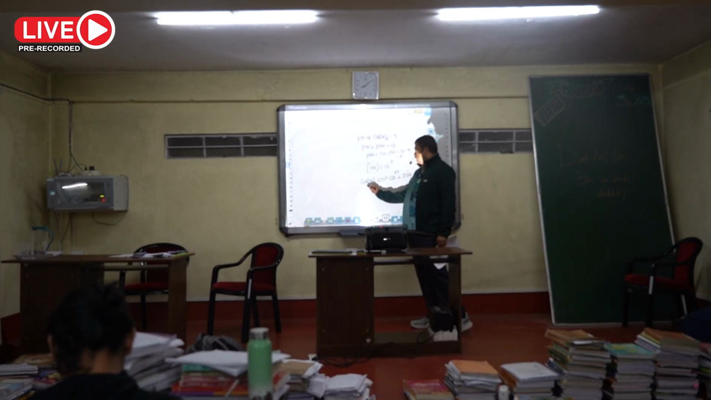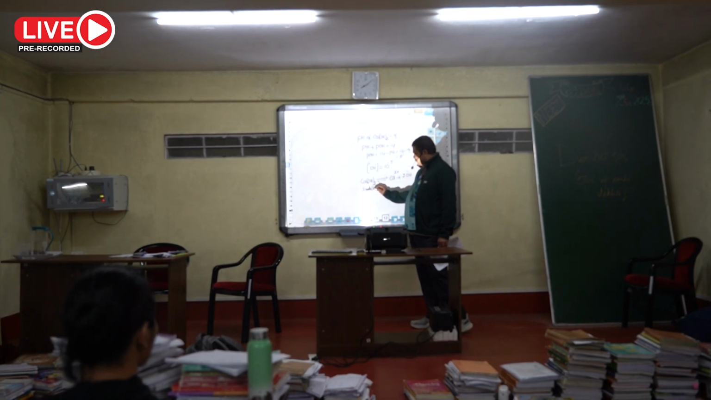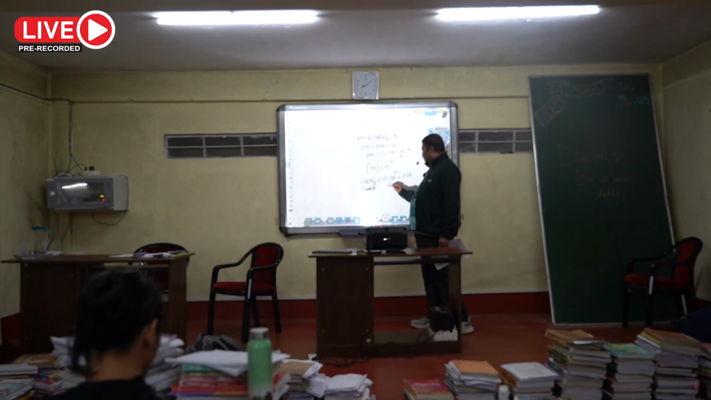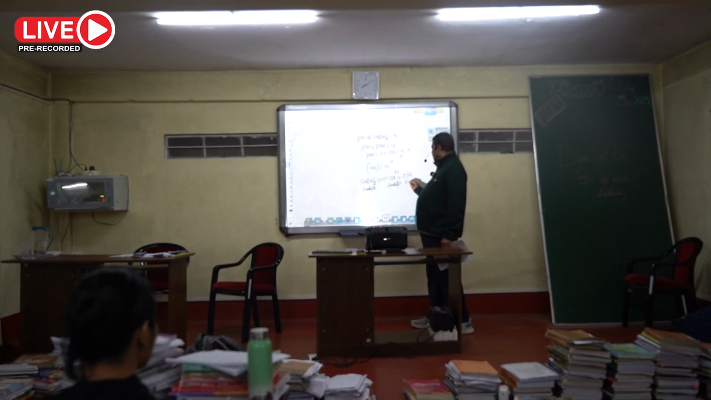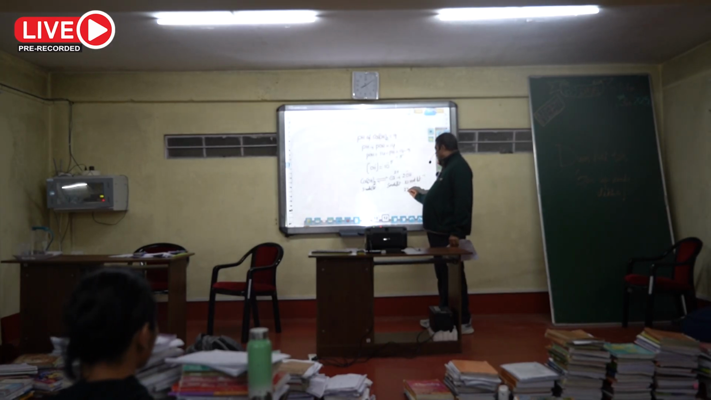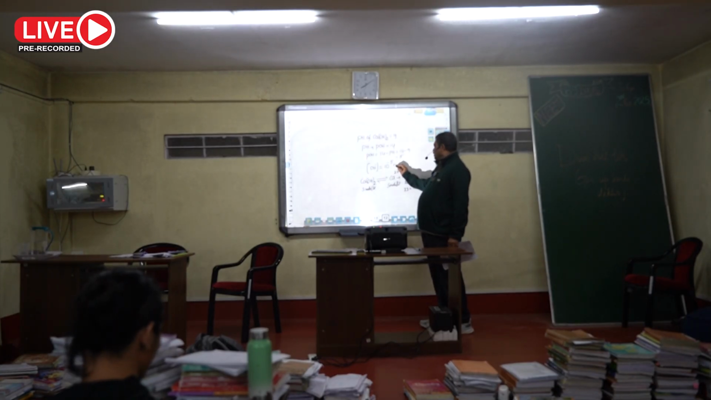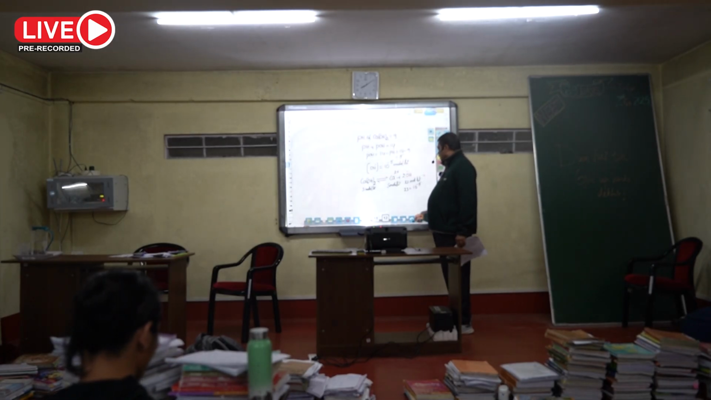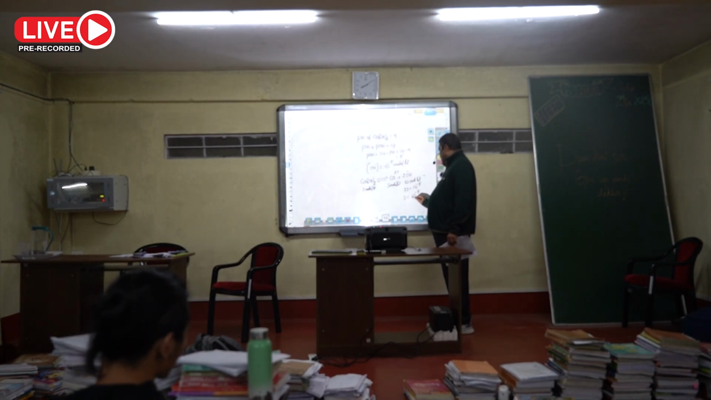So if its solubility is S mole per liter, Ca2+ becomes S mole per liter. OH minus becomes 2S mole per liter. Now this 2S mole per liter is given as 10 power minus 5 mole per liter. Then S becomes 10 power minus 5 by 2.